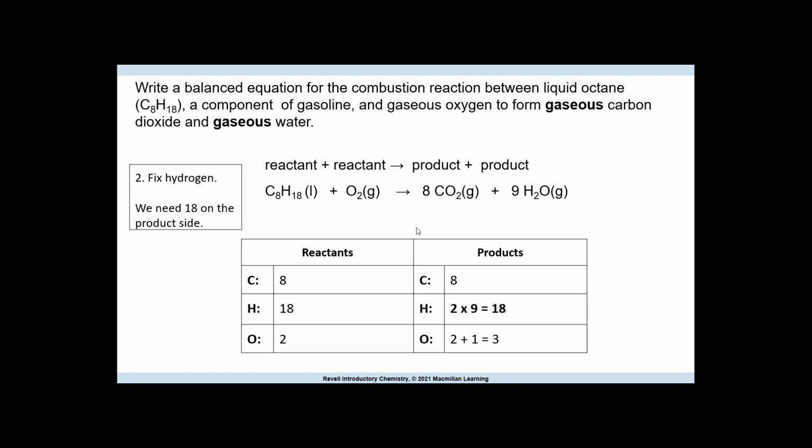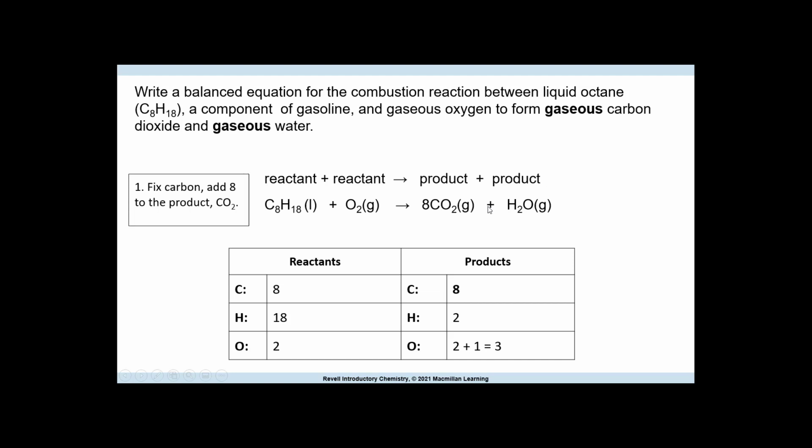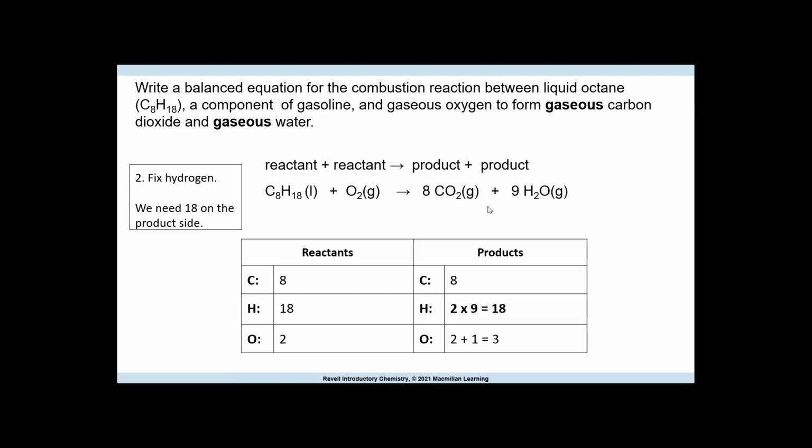Now we need to fix hydrogen. So we're going to fix the hydrogen first. Why am I not fixing oxygen? Because it's by itself. So we're going to leave that alone until the very end. So in this case, we have 18 hydrogen on one side. So how do I get 18 hydrogen on the other? I add a 9. So 2 times 9 is 18. So I have 18 and 18.